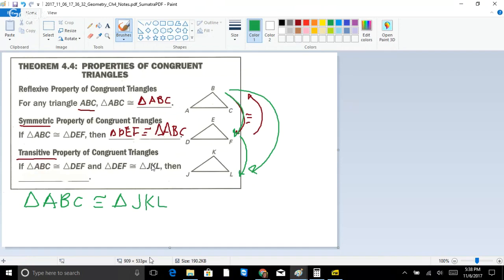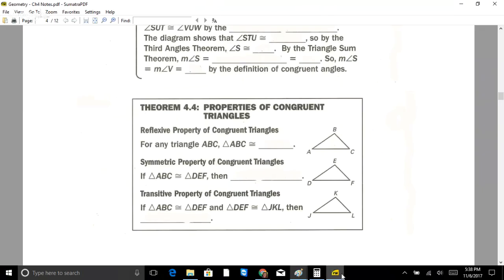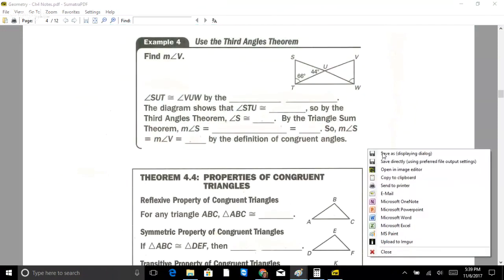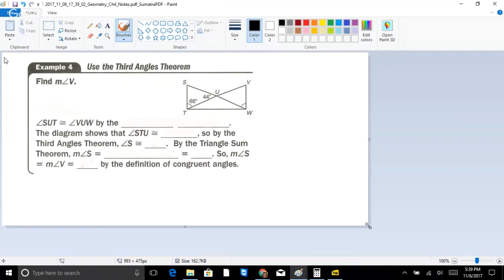All right, one last problem, and then I will send you on your way because I know you don't want to miss out on any more fun. We're going to use the theorem that we just learned about, the third angles theorem, 4.3, to do a little proof here.